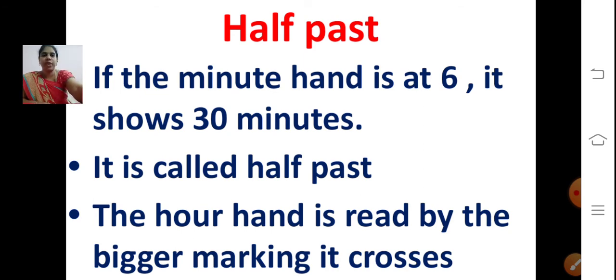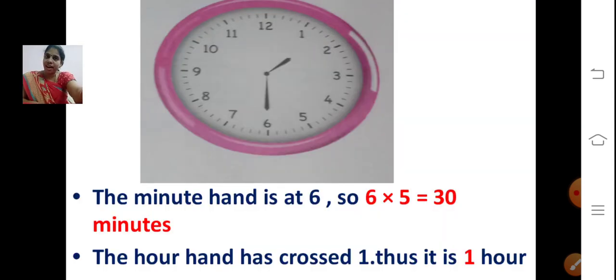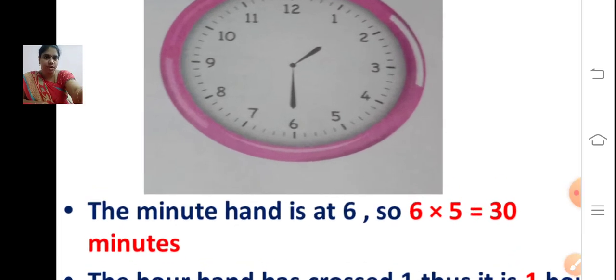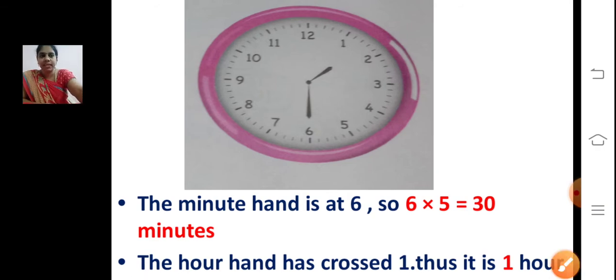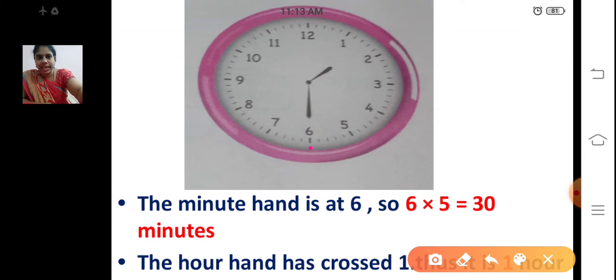The hour hand is read by the bigger number it crosses. How will you find out the hour hand? Just see which number it crosses, the bigger number it crosses. Just see this clock and tell me where the minute hand is. Yes, the bigger hand. It is at number 6, right? So how will you calculate the exact minutes? You're going to multiply that by 5, right? So 6 into 5, 6 5s are 30 minutes.